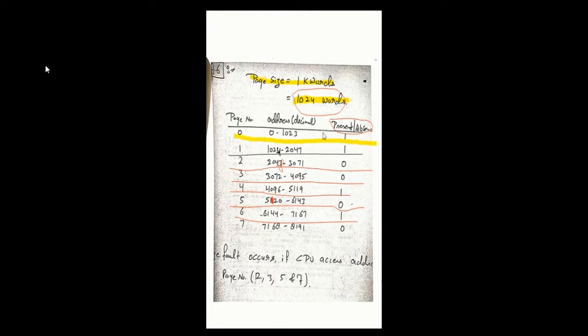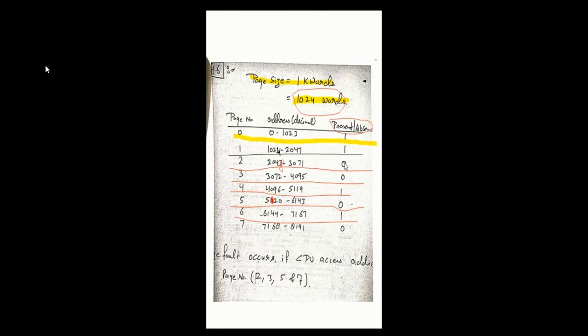Suppose the CPU wants to access page number 1. So it will go to the page table and see what the present bit is. It is 1. Yeah, this is a page hit. It means the page is present in the memory. Now, if the CPU wants page 2, it will go to the page table and see that the present or absent bit for page 2 is 0. It means the page is not present in the main memory.